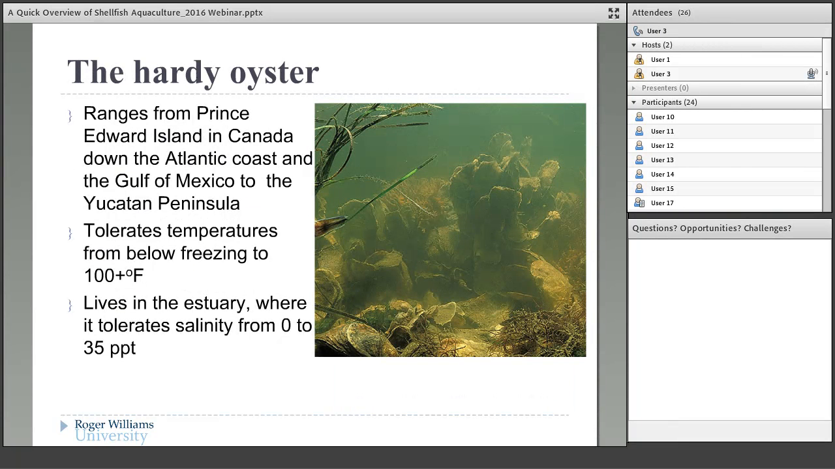Oyster's really a very hardy creature. It ranges from Canada, Prince Edward Island, all the way down to the Yucatan Peninsula in the Gulf of Mexico. And so across that range, it can tolerate temperatures that go from below freezing all the way up to over 100 degrees Fahrenheit. At the same time, it lives in estuaries where you can see salinity ranges from 0 for short periods of time up to full strength seawater at 35 parts per thousand. So it really is quite capable of living in a very wide array of environments.